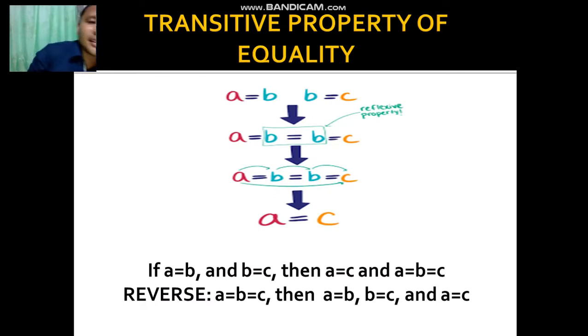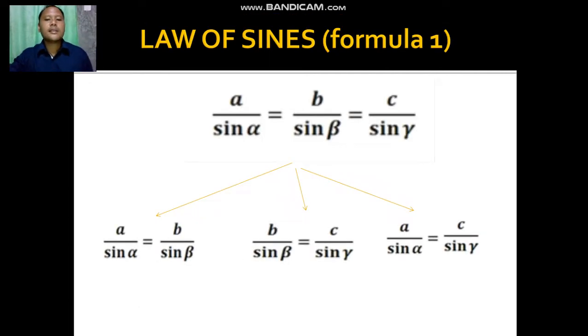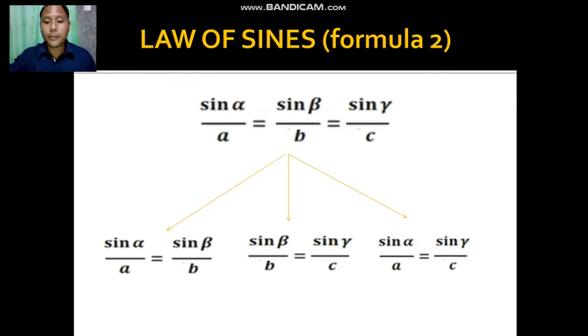Let us recall the transitive property of equality. If we apply the reverse technique of this transitive property of equality, we'll be able to break down each formula into simpler equations, like this one. Formula 1 is broken down into three simple equations. Same with formula 2.